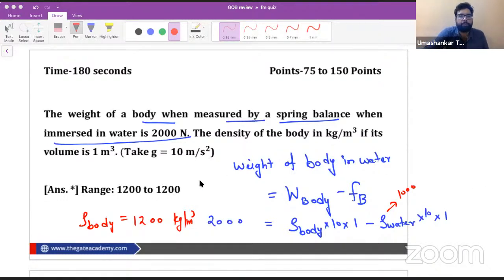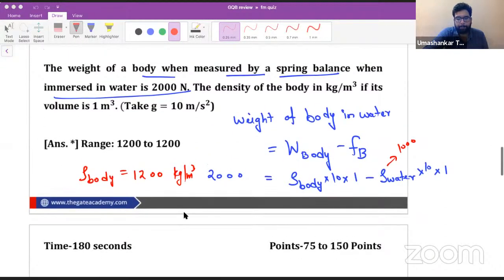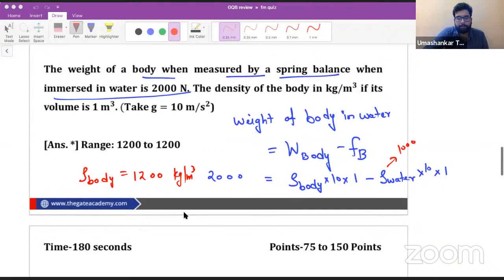All of you. Can you tell me what went wrong in this question? Why were we not able to do it? Please answer me. Can you give me an answer?